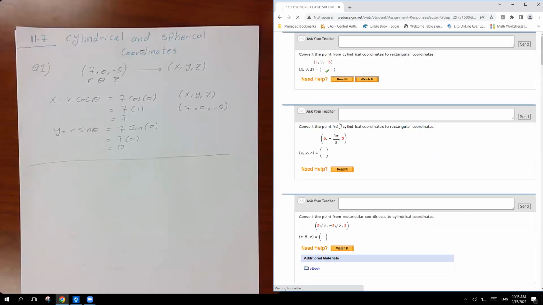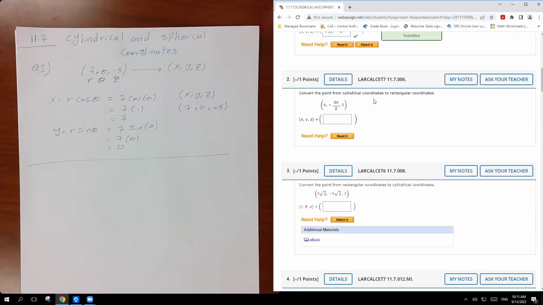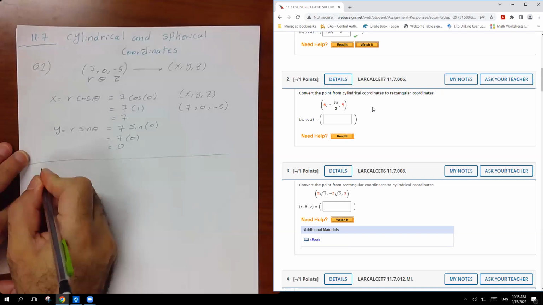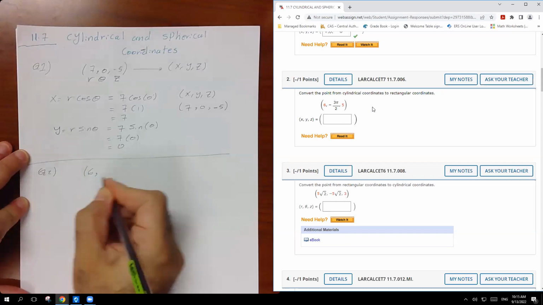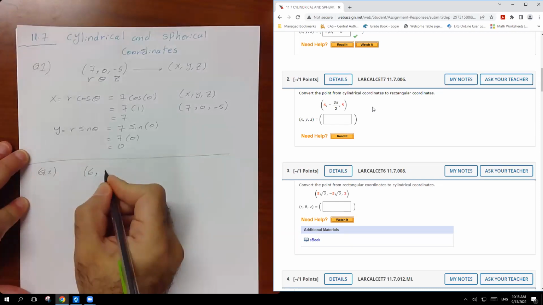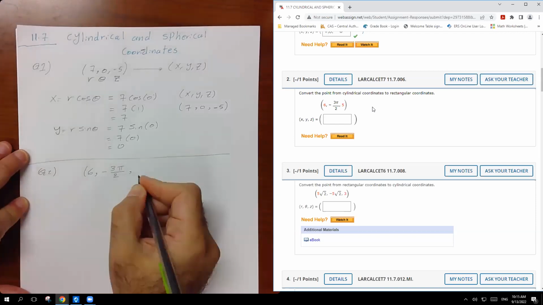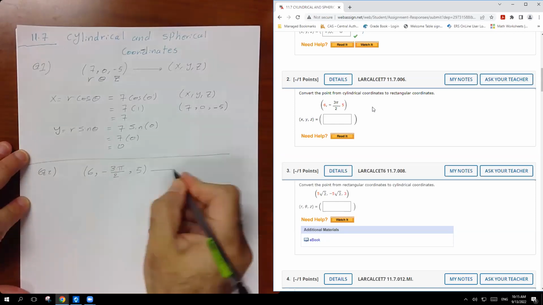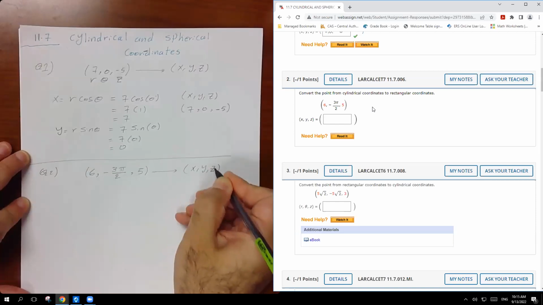For the second one, we need to convert the point from cylindrical coordinates to rectangular coordinates. Exactly the same thing. Cylindrical to rectangular. So the second one, the point is 6, -3 pi over 2, and 5. So this is the cylindrical coordinate. We need to convert to rectangular coordinates. So x, y, z. That's what we need to find.